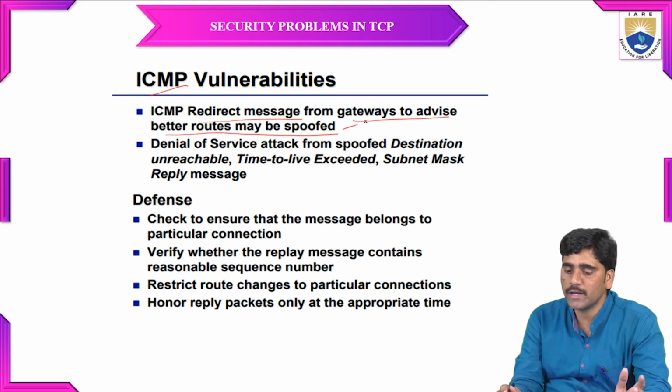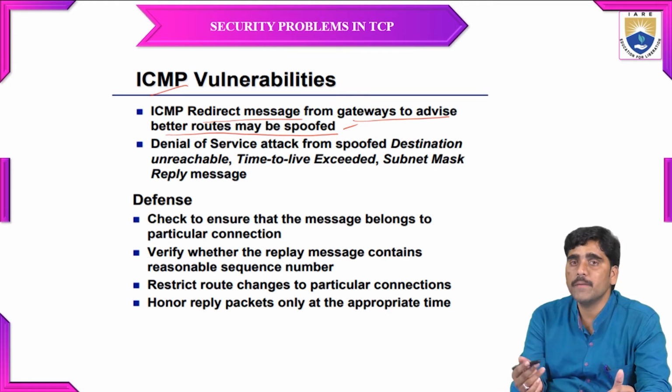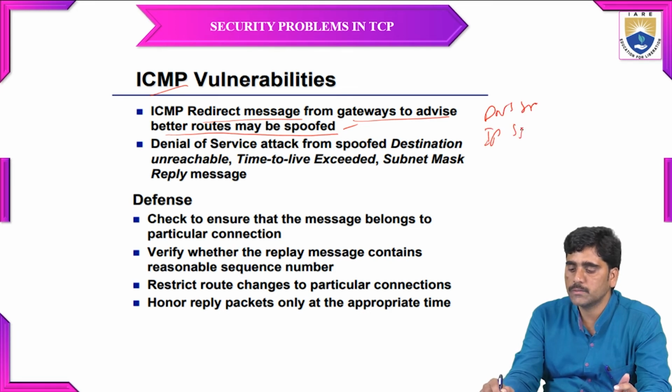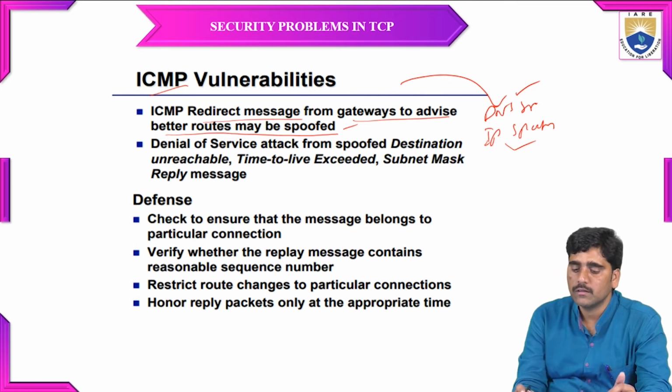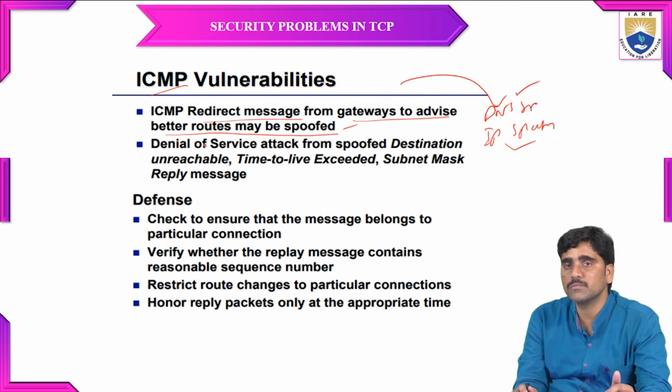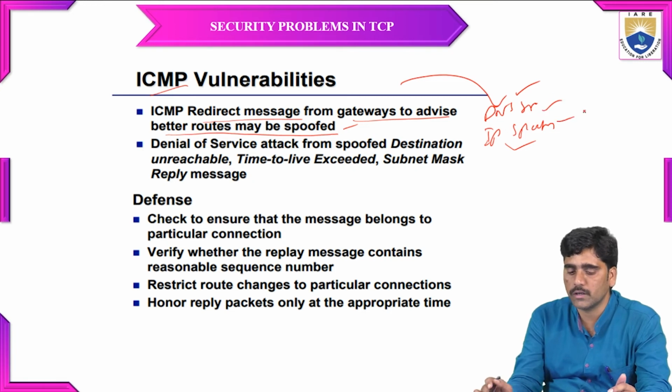So if it provides better gateways and better routes, those may be spoofed with the help of DNS spoofing or IP spoofing. So here there is a chance of spoofing the domain name address as well as the internet protocol address. That's why the better routes may be spoofed with the help of these spoofing techniques.